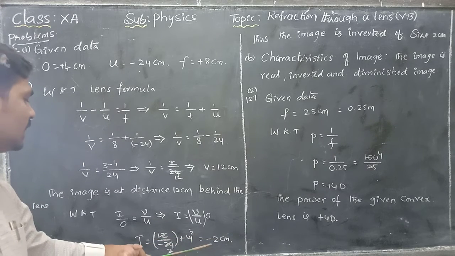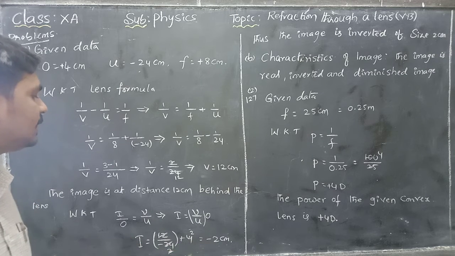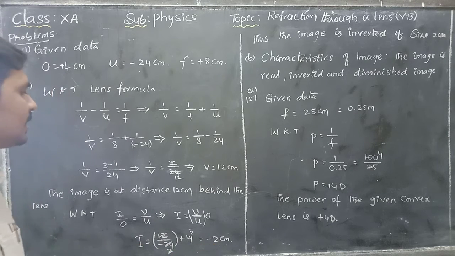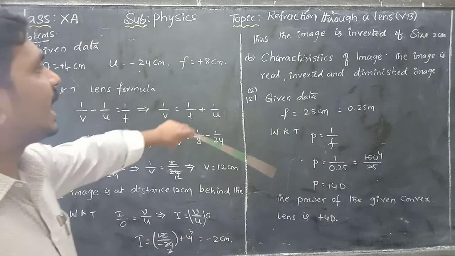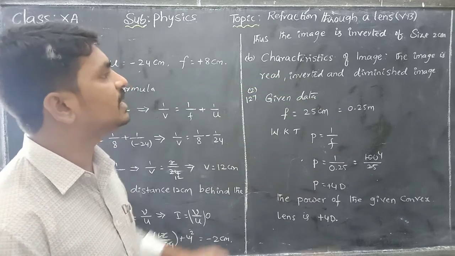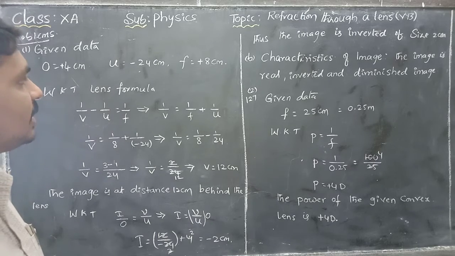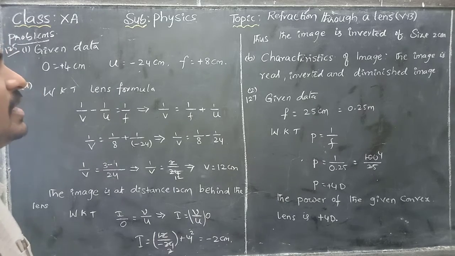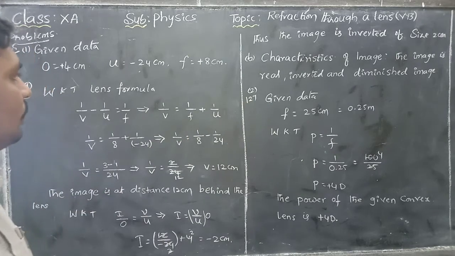What you understand from this is the image is inverted because of the negative sign, and 2 centimeter means diminished, the size is decreased. So the characteristics of the image are: the image is real, inverted and diminished. A real image is always inverted, and the size is decreased. Next, second problem.